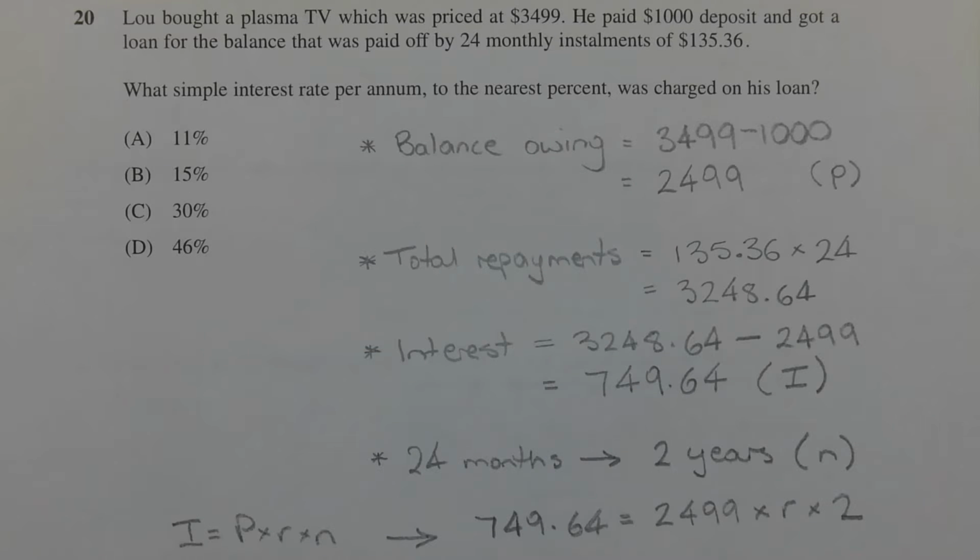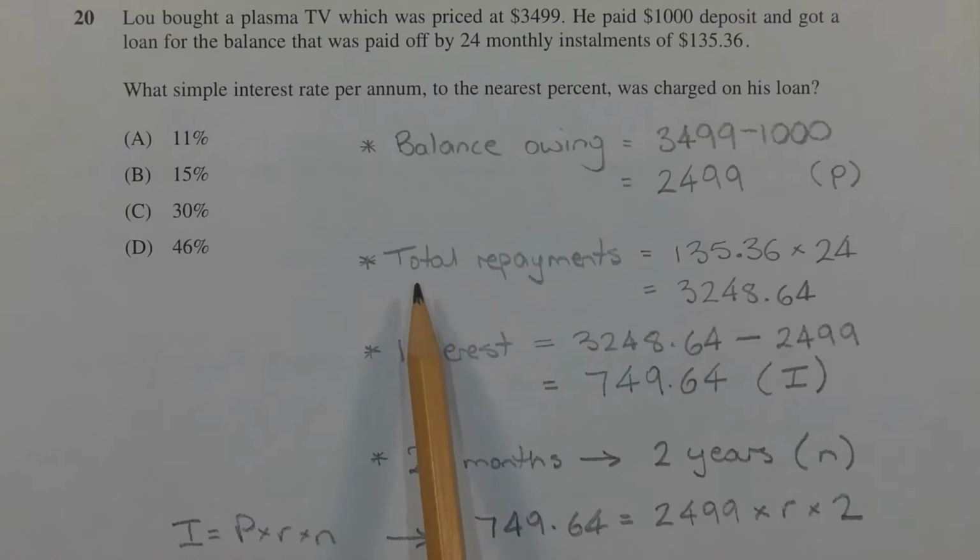Now the first thing we need to work out is the balance owing, because the balance owing represents the principal or the amount borrowed. So the balance owing is equal to the cash price of the TV, so $3,499 minus the deposit paid, which is $1,000. And that equals $2,499. And that's represented by the pronumeral capital P, which represents the principal.